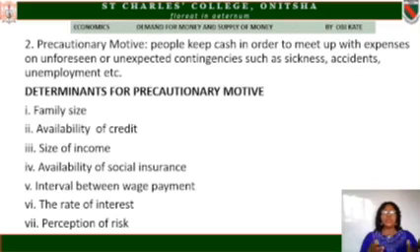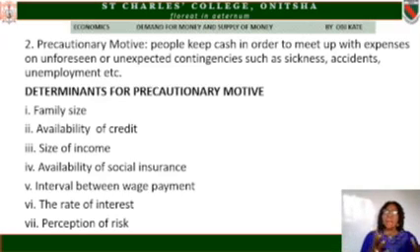Then number 2, precautionary motive. This implies that people keep cash in order to meet up with the expenses on unforeseen or unexpected contingencies, such as sickness, accidents, or unemployment, and others.